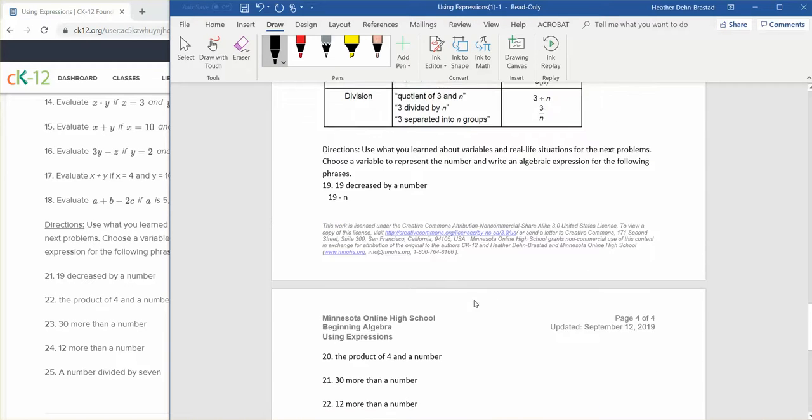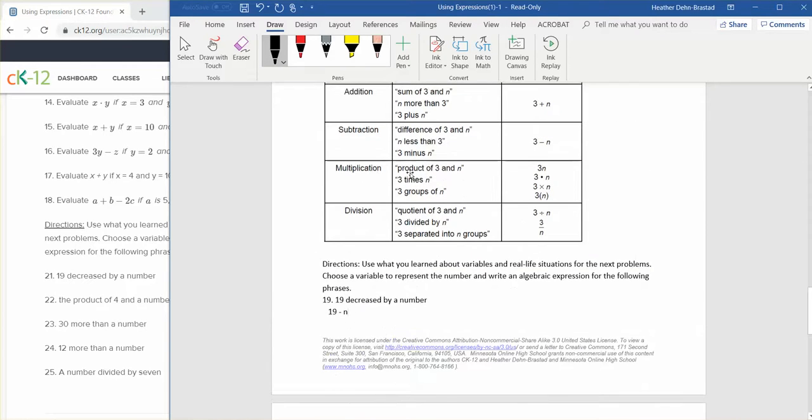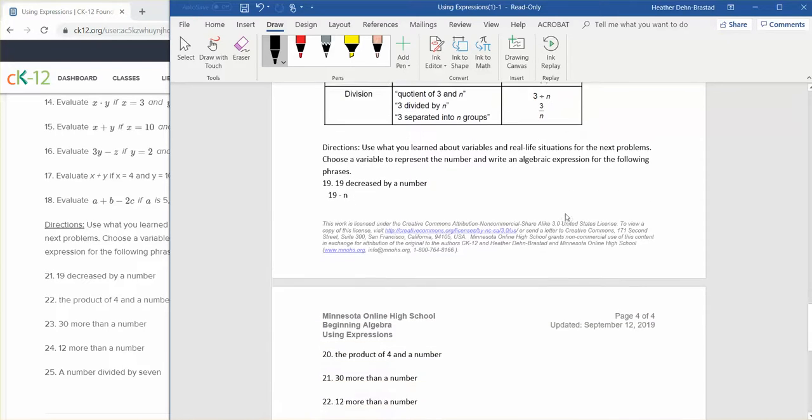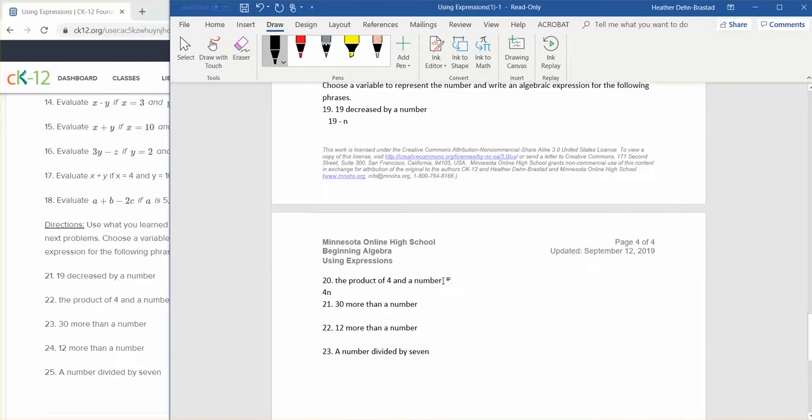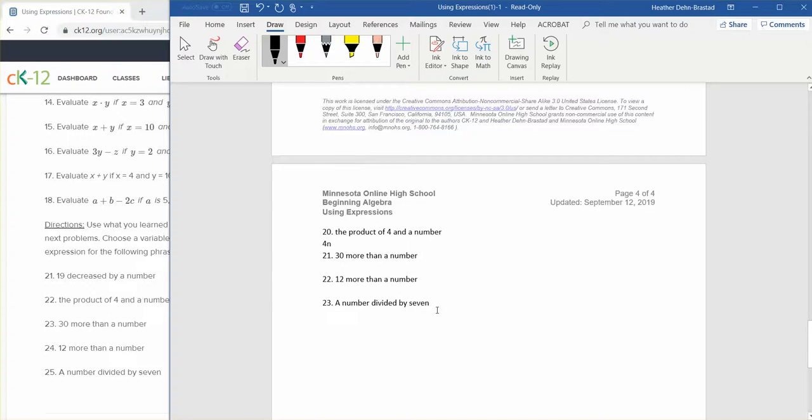Product, that one's up here. Product means to multiply. So here's some ways to write multiplication, but don't use the x because it looks like a variable. So pick one of these other methods. You can just write the number right next to the variable. That means multiplication. And there's a couple more to do on here.